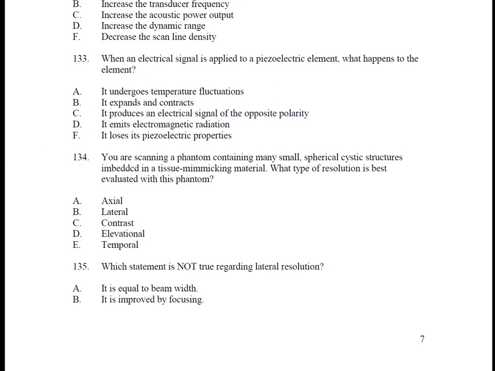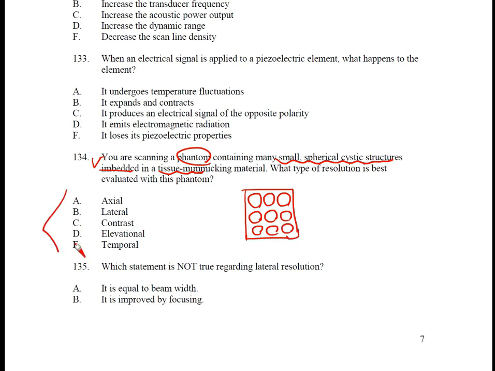Let's move on and look at the next question. The sentence is explained in detail at length. If we interpret it step by step, it says that some aspect is being evaluated using a tissue-equivalent phantom. It is further described that such structures are embedded inside the tissue-equivalent phantom. You can think of it as round cystic structures inside a square phantom. This question asks you to identify which aspect of resolution can be evaluated using this kind of phantom.